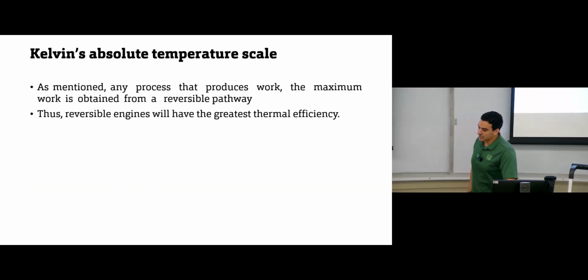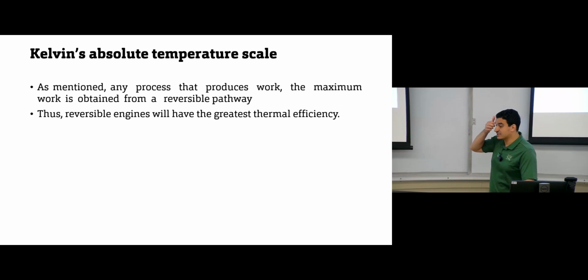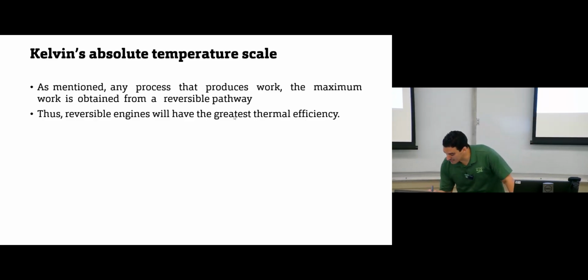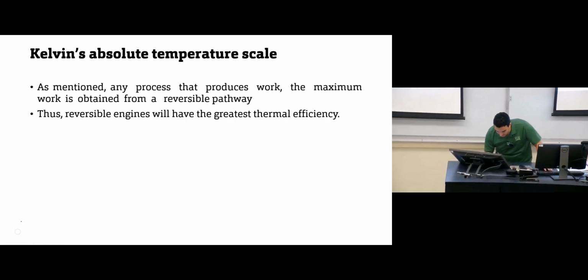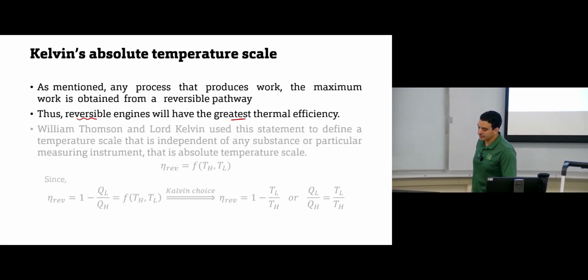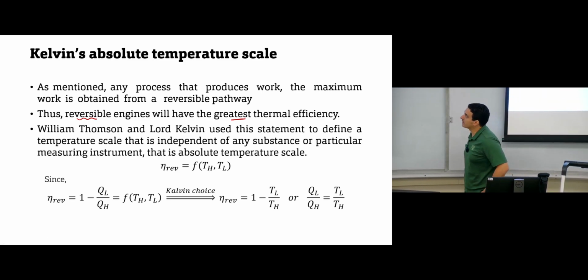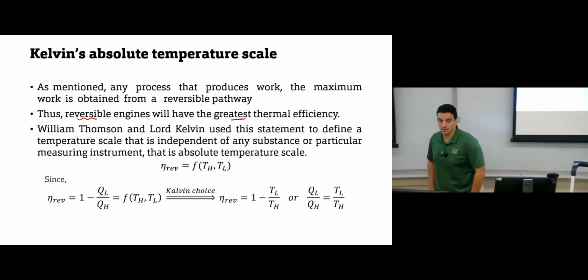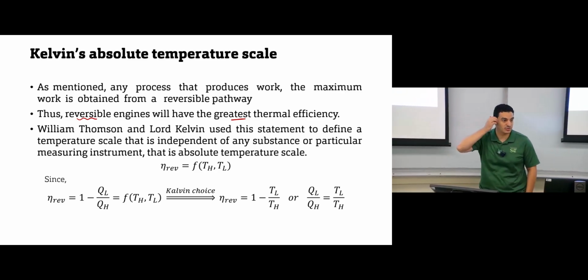So far we have said that if we have a reversible process, then that is the maximum work you can obtain from this process. If you have a heat engine, the maximum thermal efficiency can be obtained if you operate this heat engine as a reversible one. Based on this, Kelvin defined an absolute temperature scale. You know the Kelvin scale for temperature.